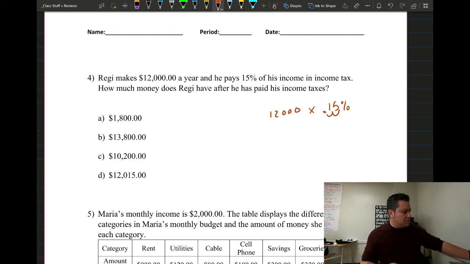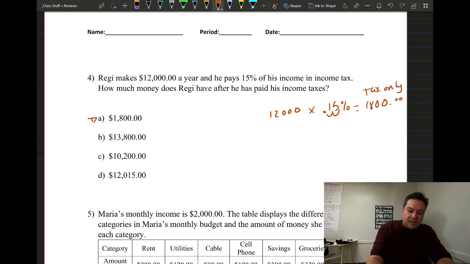12,000 times 0.15, you get 1,800. And if you notice, that is going to be one of your answer choices, right? A. But this is the tax only.